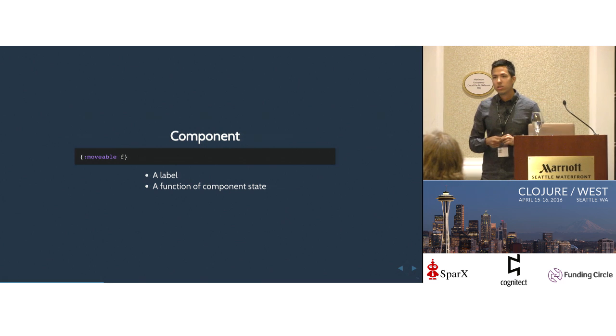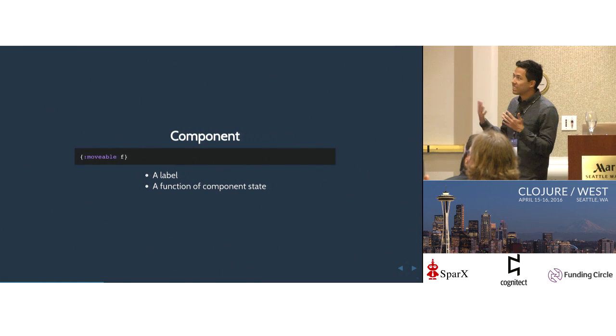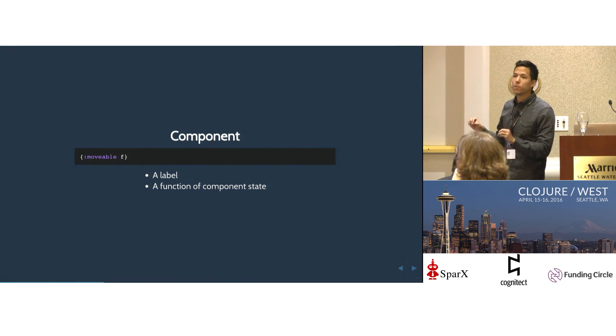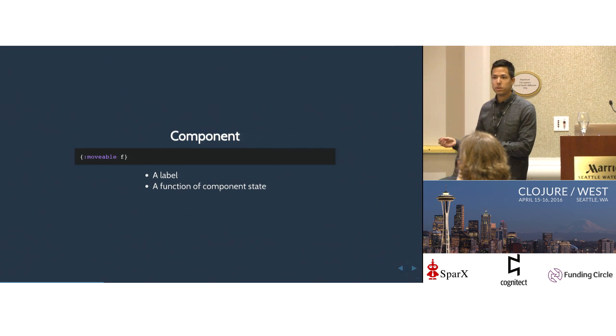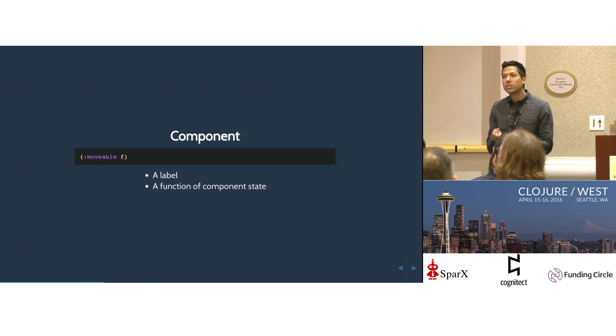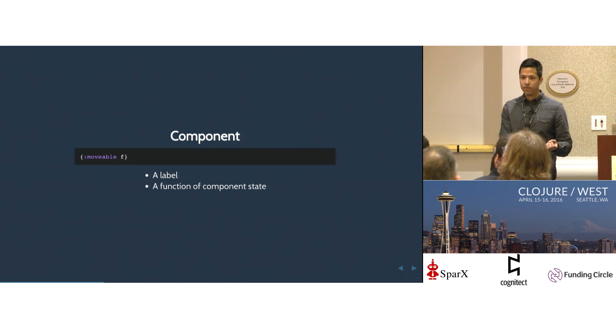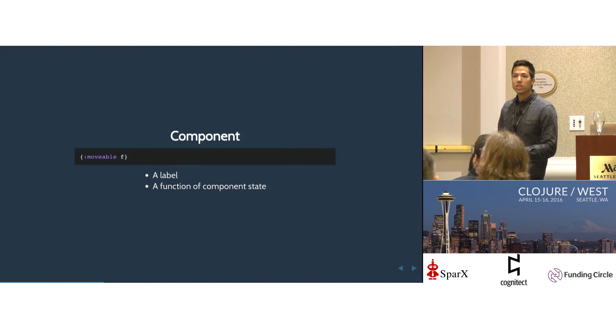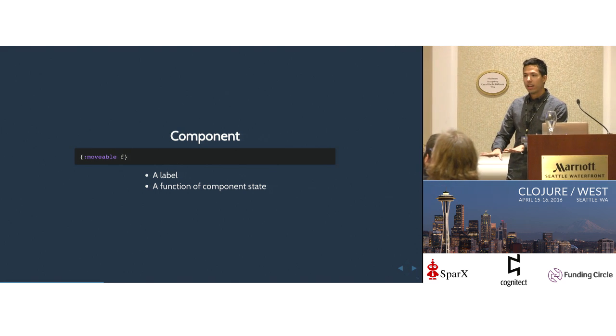Next, we have components. And a component is pretty simple. It's a label, and it's a function of component state. So we're introducing a new concept here, component state. And component state belongs to an entity. Okay? So what it's going to do, it's a function, takes component state, returns the next component state.